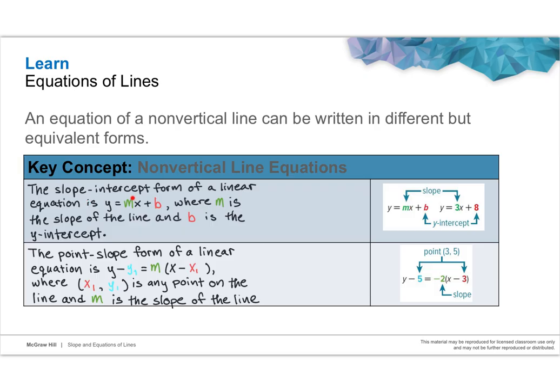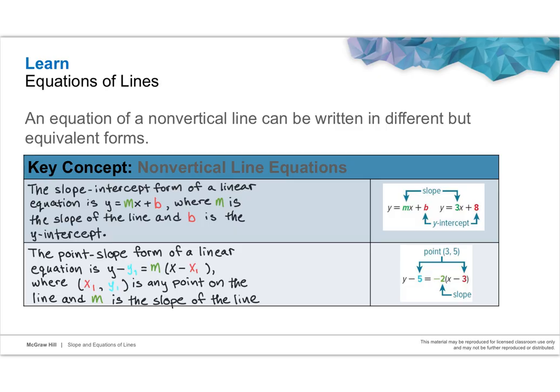So slope-intercept form, if you look at the equation of that, you know you can read off the slope and the intercept. Here's an example over on the right. We have y equals 3x plus 8. That linear coefficient on the x term is my slope, and my constant is my y-intercept. So in this case, m is 3 and b is 8.